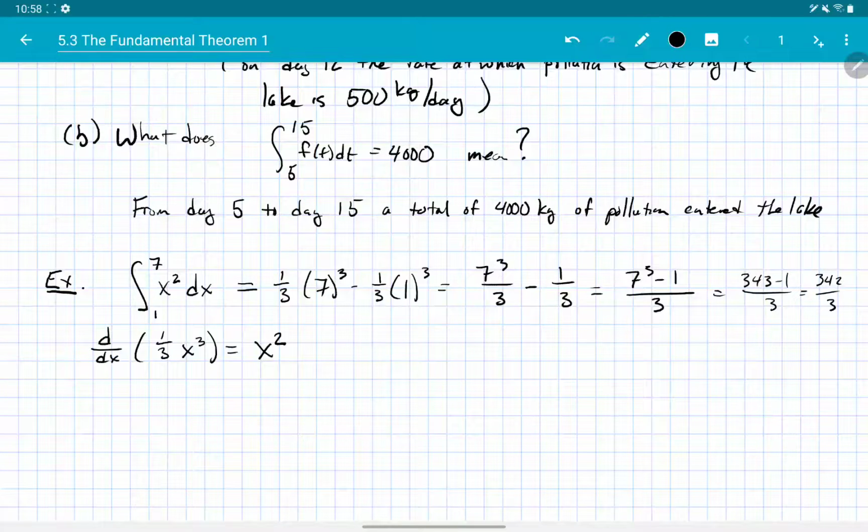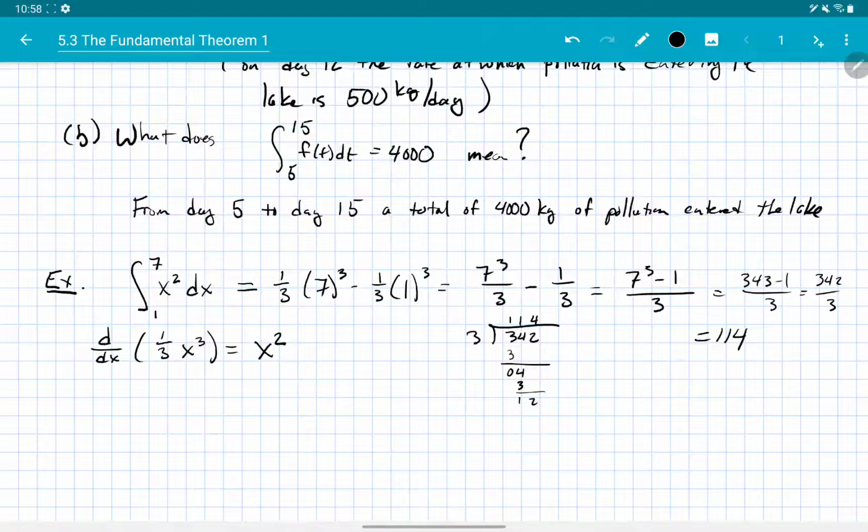Which I believe will reduce even further, right? 3 into 342, we get 1, 1, 4. Okay, so this is 114. We didn't have to draw any rectangles. We didn't have to take any sampling of a function, anything like that. This just comes out purely because of the fundamental theorem.